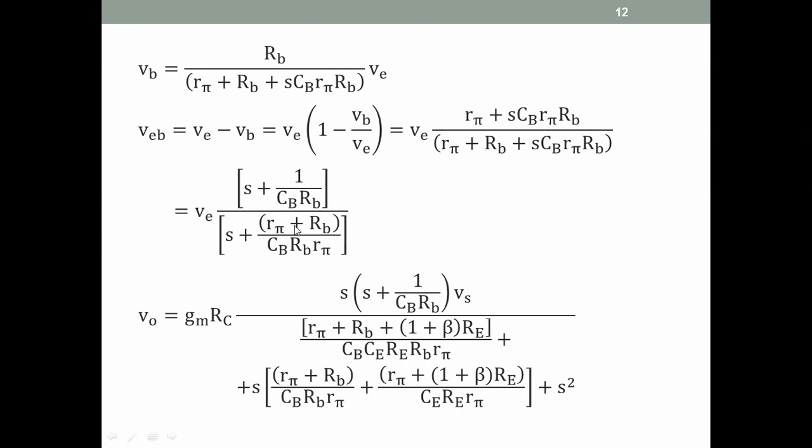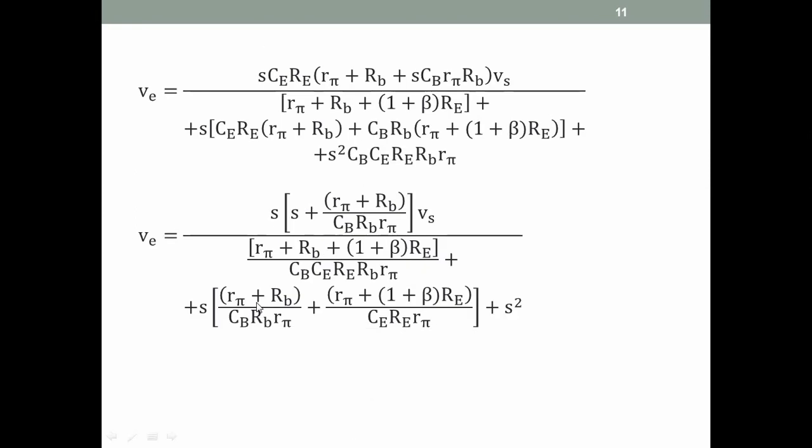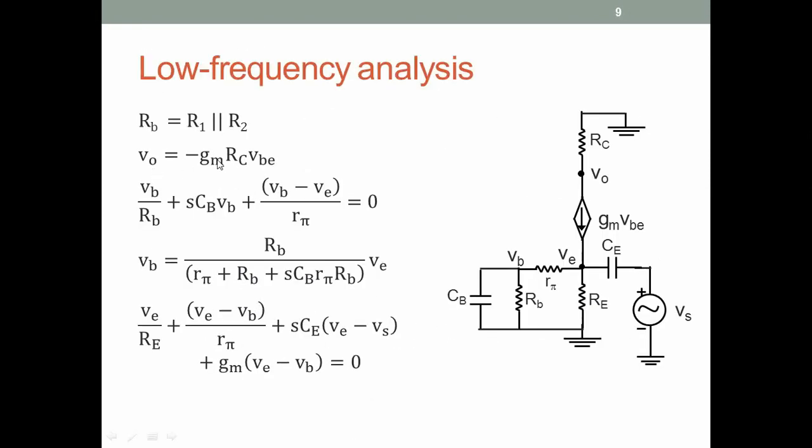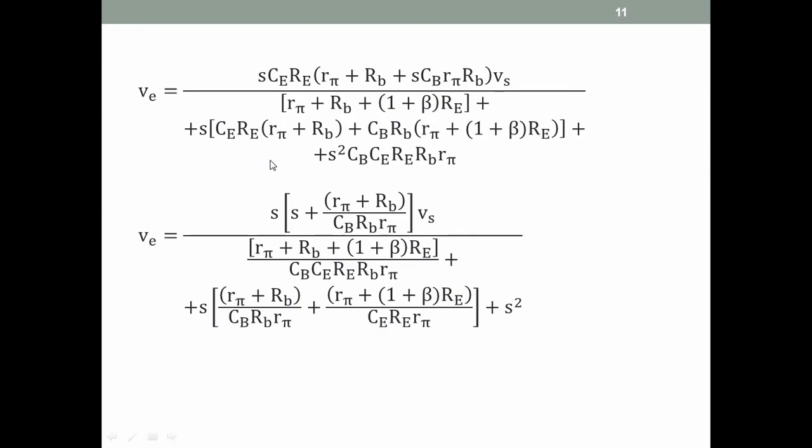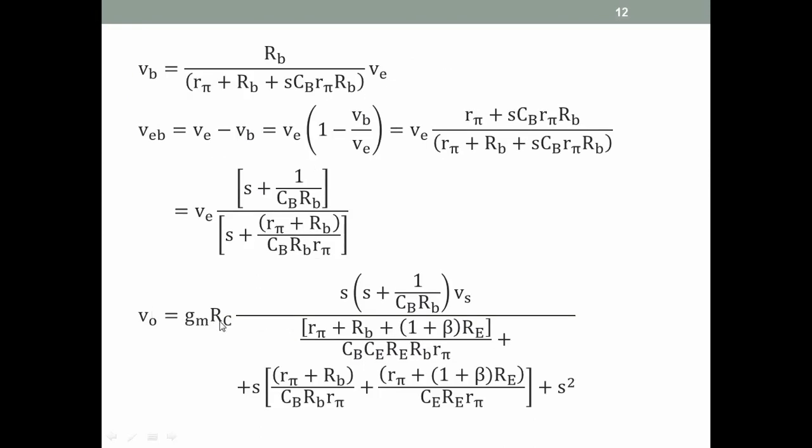Now, this is VEB and VO is GMRC into V. Okay, let's go back. What is V? VO is minus GMRC into VBE. So if I make this VEB, the negative will go away. So we get VO equal to GMRC into VEB. So VO is equal to GMRC into VEB, which is this. Which is this. All right.